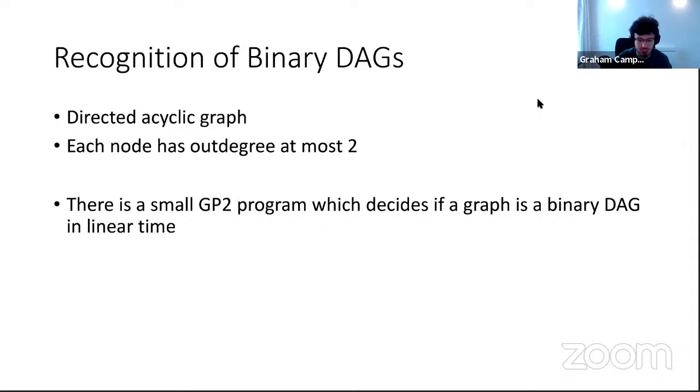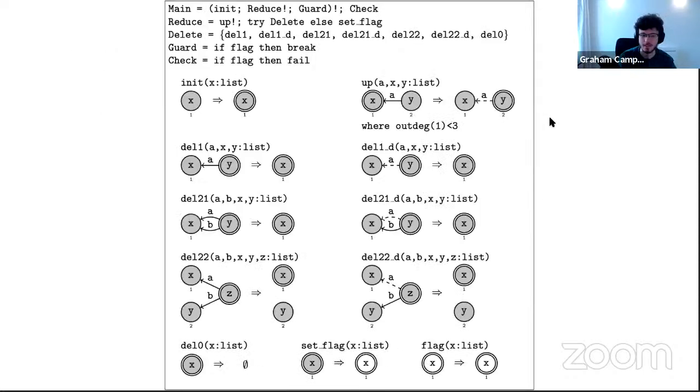So there's going to be a GPT program which decides if a graph is a binary DAG in linear time. And it's going to have the same sort of constraints on the input graph as the previous program. So we want all the nodes gray, no root nodes in the input, no extra marks. Okay, so here's the program. It's a little more complex. Let me see if I can annotate the screen. Okay, good. So we've got this inner loop here, and we've got this check at the end. If we look at what this inner loop's doing, roughly speaking, this inner loop is going to process a component of the input graph.